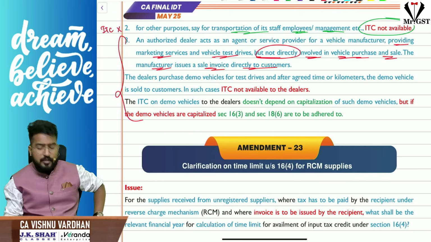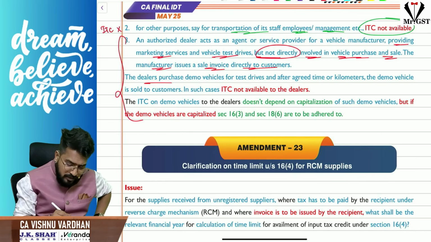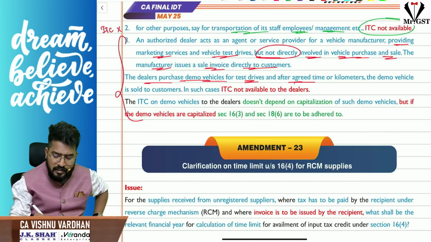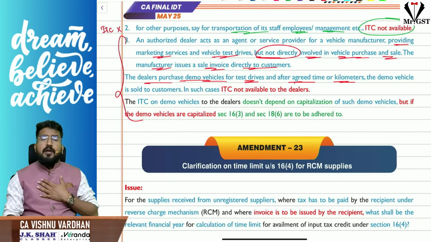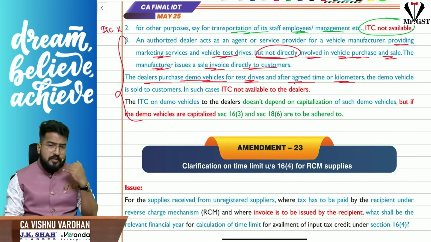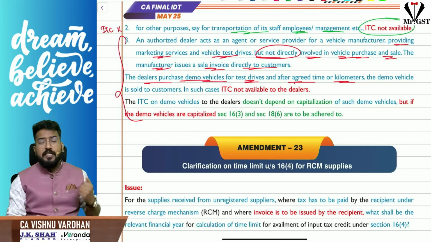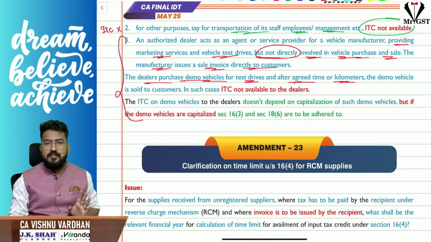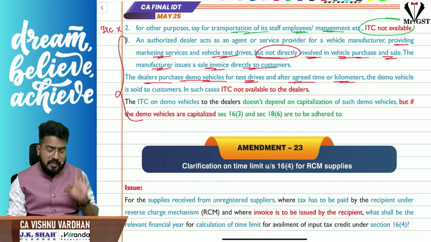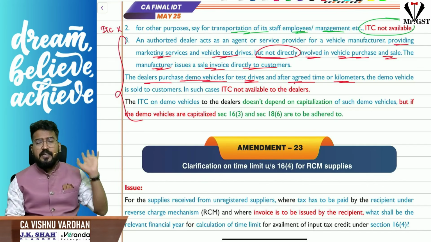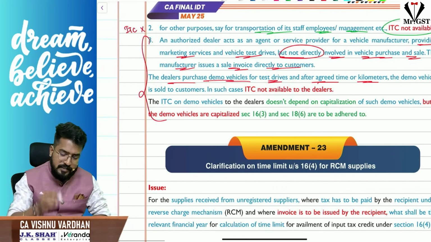Okay, now the point is, as an agent here I am purchasing some demo vehicles for test drives, and after a certain time period is over I will sell them. Now I am buying the car for providing my services as an agent to promote the car, all that stuff. I am not engaged in further supply of the said vehicles. Who is selling the vehicles? The manufacturer is directly selling the vehicles to the customers. As I have already told you, the invoice is directly raised by the manufacturer to the customer. In such cases, ITC is not available. Sorry.